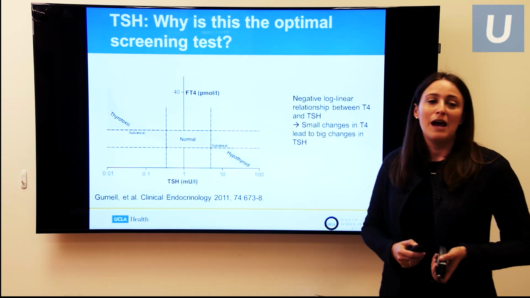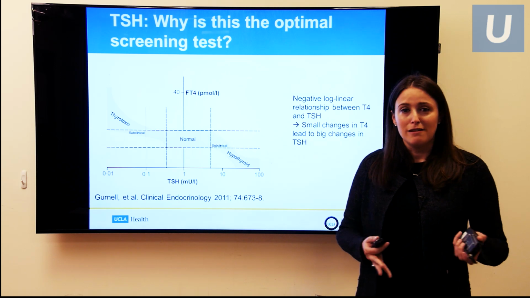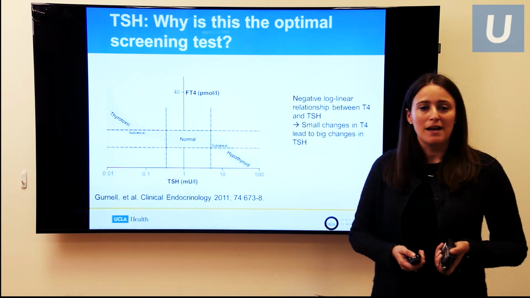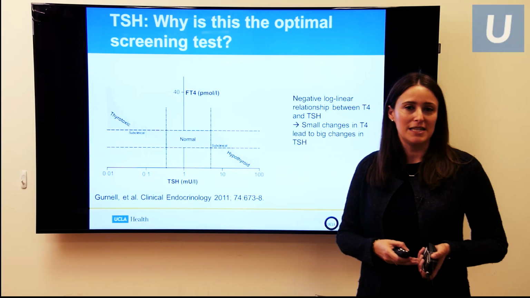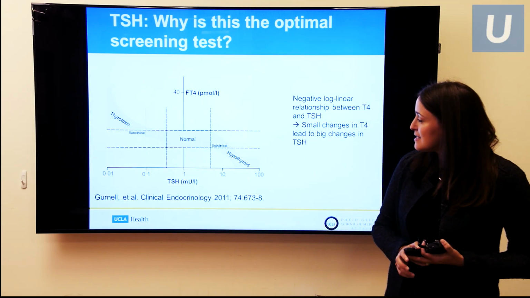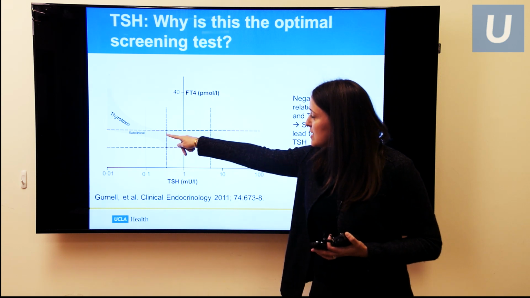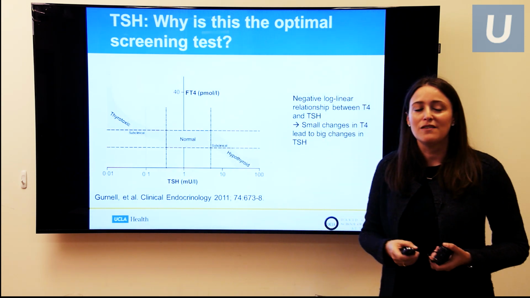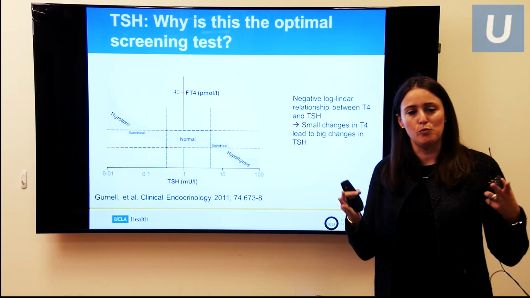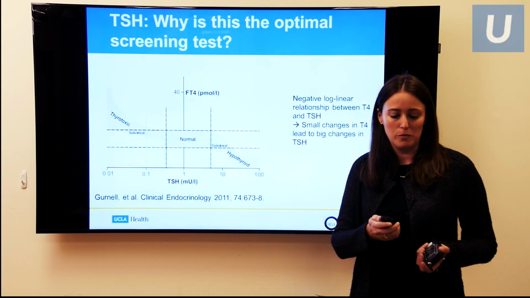Now, why is TSH the test that we start with? TSH is thought to be our optimal screening test because there's what's called a negative log linear relationship between T4 and TSH. And what that means is that really small changes in T4 hormones can lead to big swings in TSH. So TSH gives us an idea when things are happening in the thyroid, even if they're just a little bit off from normal.